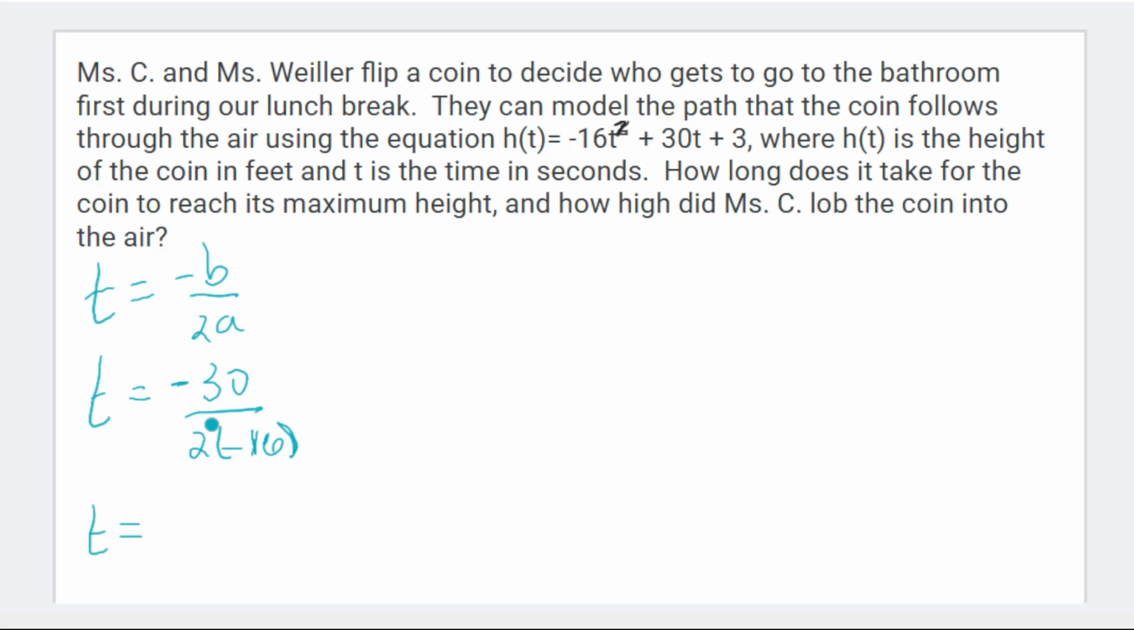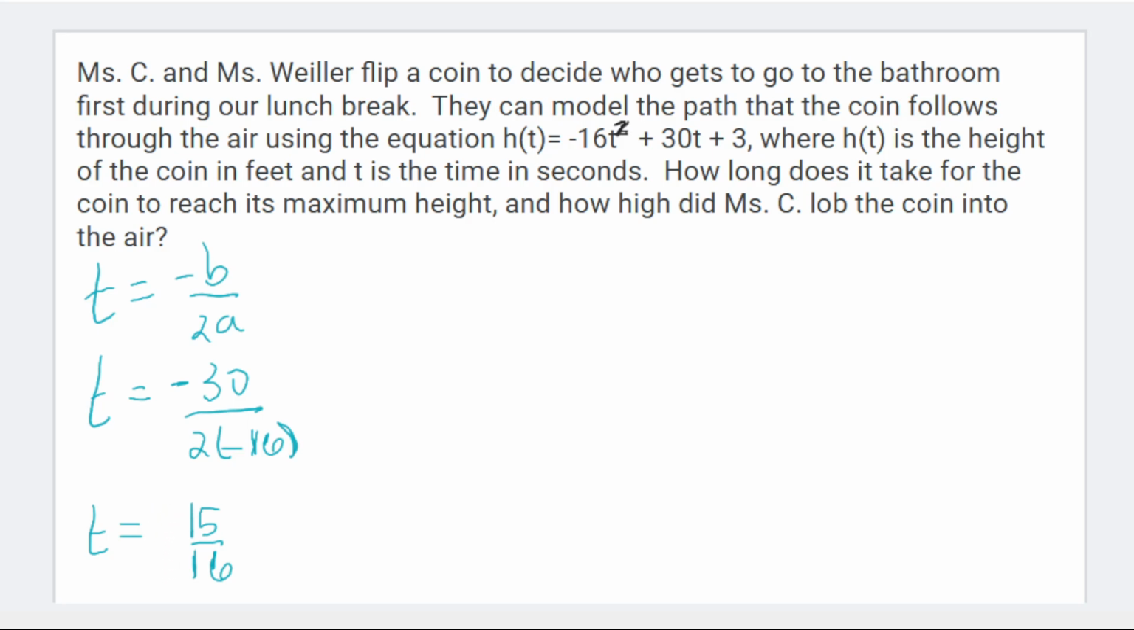Now, if I'm looking for an exact amount, 30 divided by 2 is 15. So I have negative 15 over 16. But if somebody were to ask me, yo, Miss C, how long did that take? And if I told them 15/16 of time, oh, the negative's going to cancel out, by the way, because it's negative and a negative.